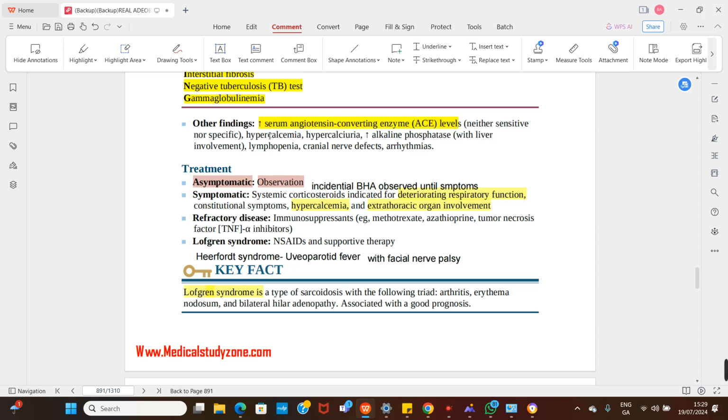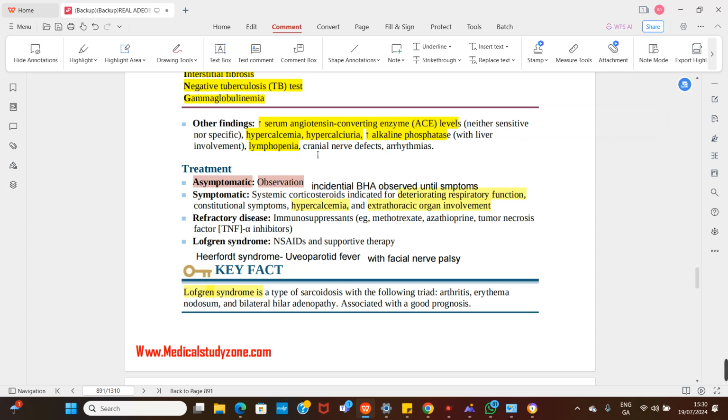I don't know the reason. They have hypercalcemia. I know the reason. It's because of the increased activity of alpha-1 hydroxylase within the granulomas, which will convert 25-hydroxy vitamin D3 to calcitriol, and that can increase absorption of calcium. They can have hypercalciuria from the hypercalcemia. If it affects the liver, ALP increases. It can affect the bone marrow, leading to lymphopenia.